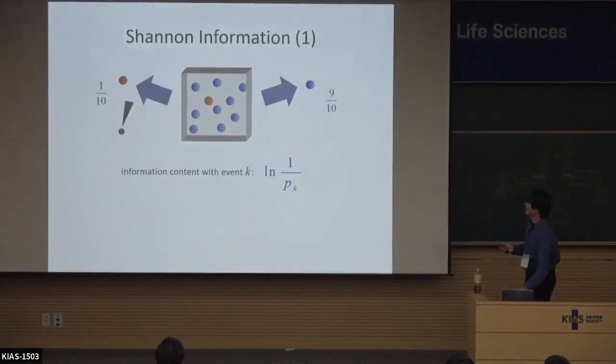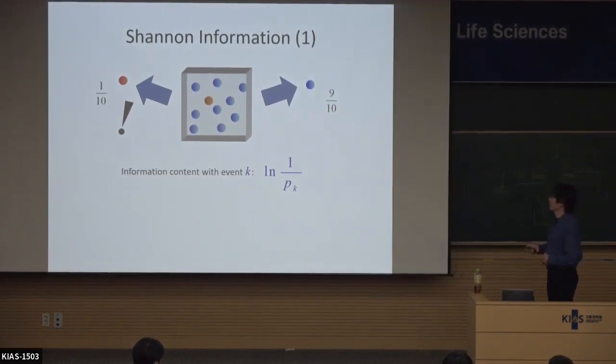Okay, so now the first important concept is called the Shannon information. For example, we consider this kind of rotary. If you pick up this orange ball, you will be surprised. But if you pick up this blue ball, I think you will not be surprised. So in that sense, a rare event has more information than an ordinary event.